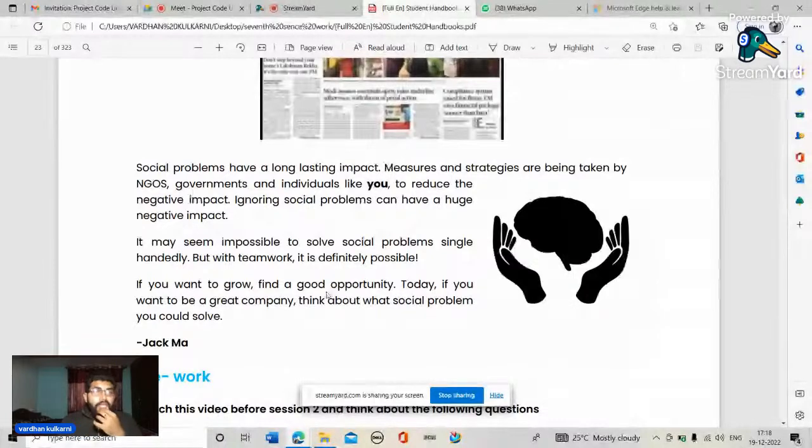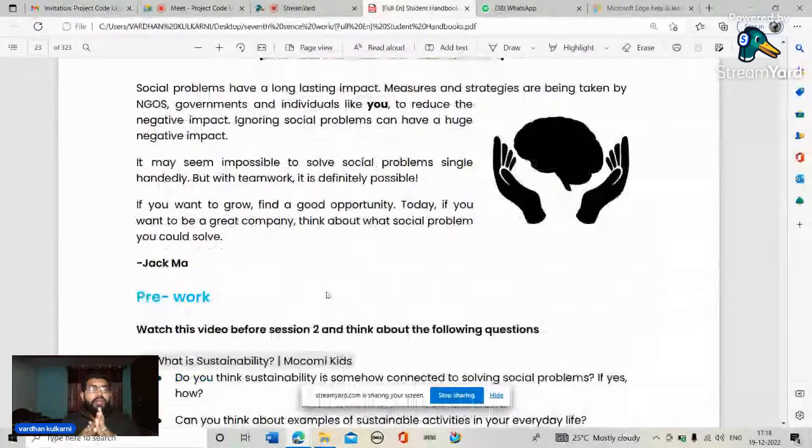If you want to grow, find a good opportunity today. If you want to be a great company, think about the social problems you could solve. Jack Ma said that. So what he is trying to say is that if you want to establish a bigger and greater company, you should understand the social problem and solve it, and then your company is like a boom rocket. That's what Jack Ma said.